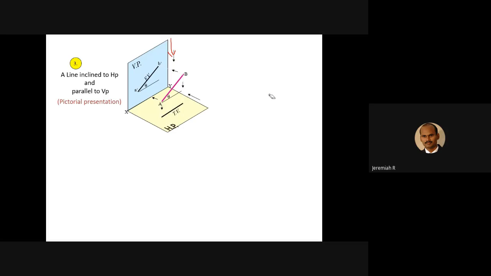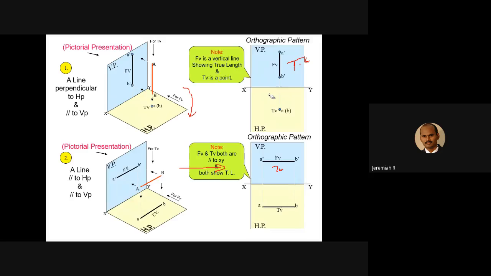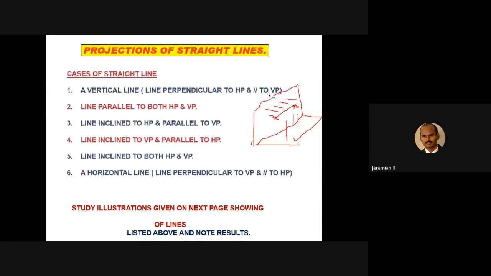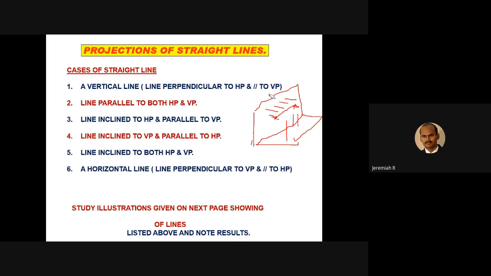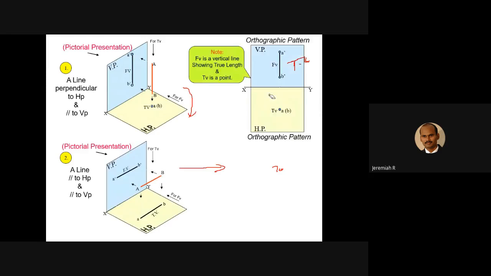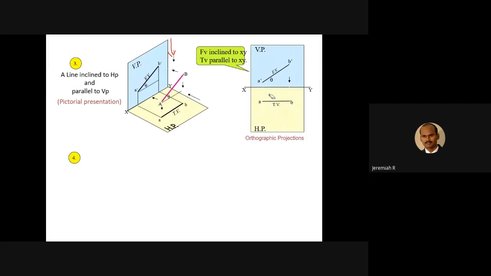You will see the 4th case. The 4th case is a line inclined to VP but parallel to HP. A line is inclined to VP but parallel to HP. You'll see that case.